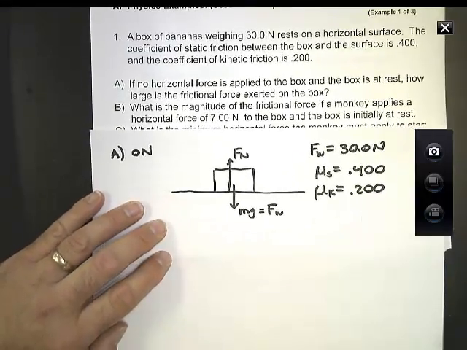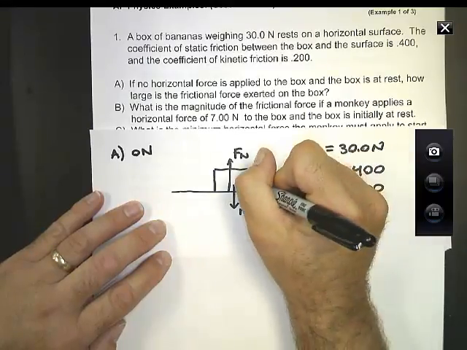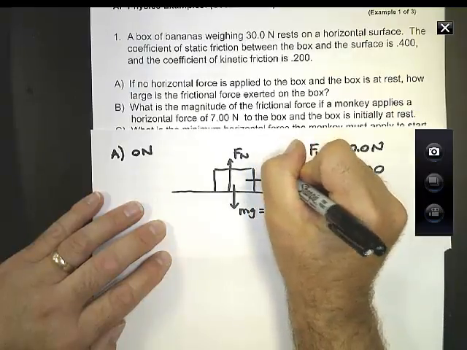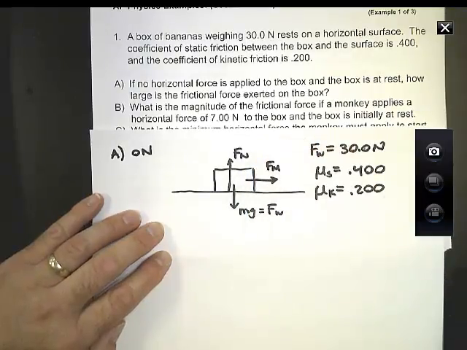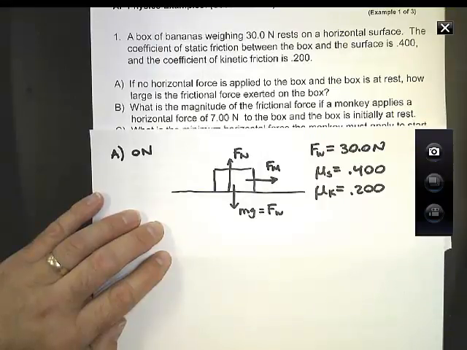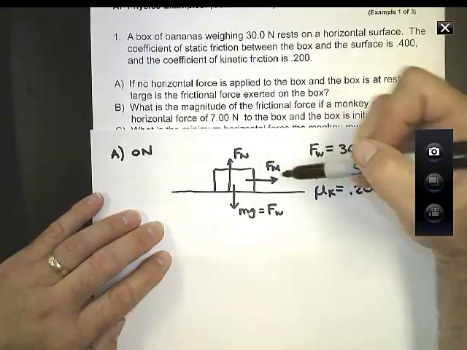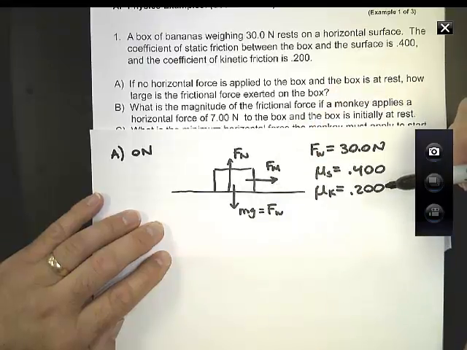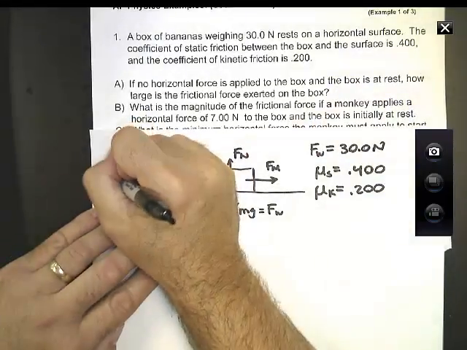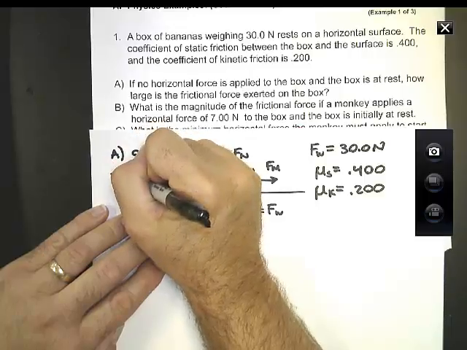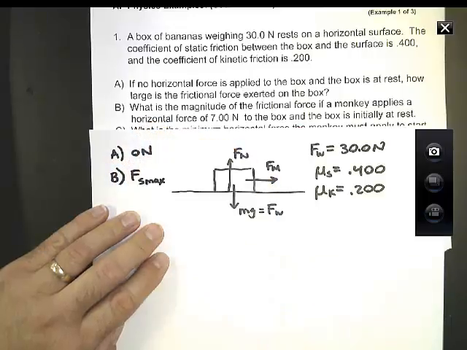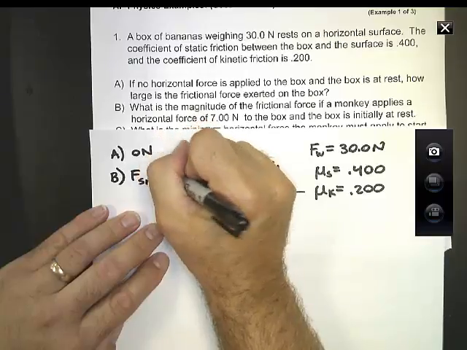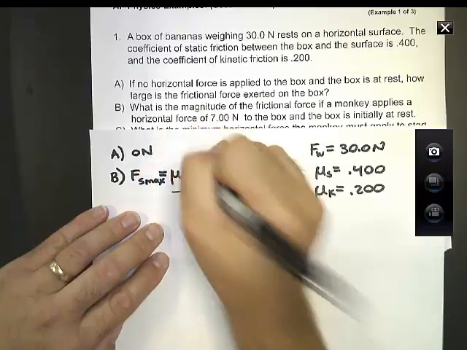What is the magnitude of frictional force if a monkey applies a horizontal force of 7 newtons to the box and the box is initially at rest? So we've got force of monkey this way of 7 newtons. And the question is, is the monkey applying enough force to overcome static friction and break this box free from the surface? So in part B, what I would do first is get the maximum static friction. And that's mu sub s times the normal force.